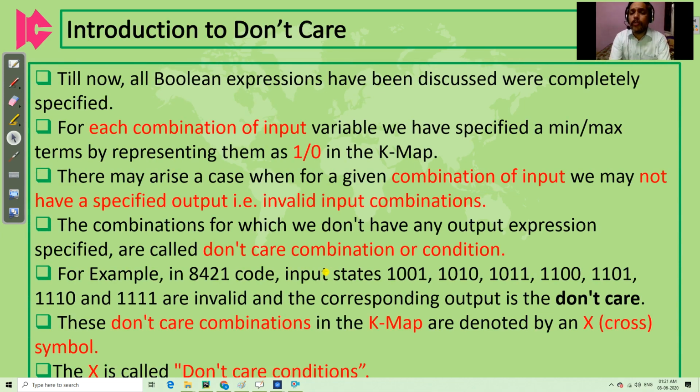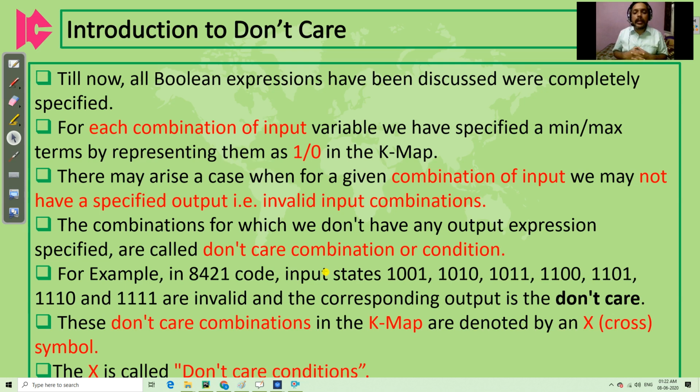Till now, all the Boolean expressions we have discussed were completely specified. The output is specified, either a 0 or a 1. For each combination of input, we have a specified min term or max term, represented by 1 and 0. There may arise a case when for some combination of input we do not have a specified output, meaning the output is not a 0 and not a 1; that is, the output is in the don't care condition. The combinations for which we don't have any output expression are called don't care combinations.